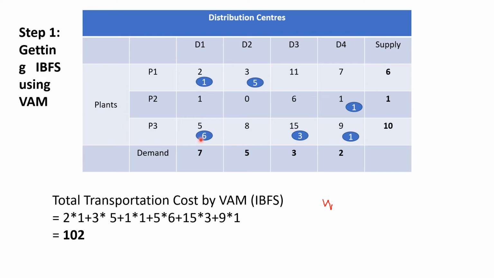If it is a non-degenerate solution, then it is much easier to solve than a degenerate solution. So in this class, as I have said, I will be discussing how to solve a non-degenerate basic feasible solution to get the optimal solution. So my initial solution gives me a transportation cost of 102. I will suggest you remember this figure, right? Next.